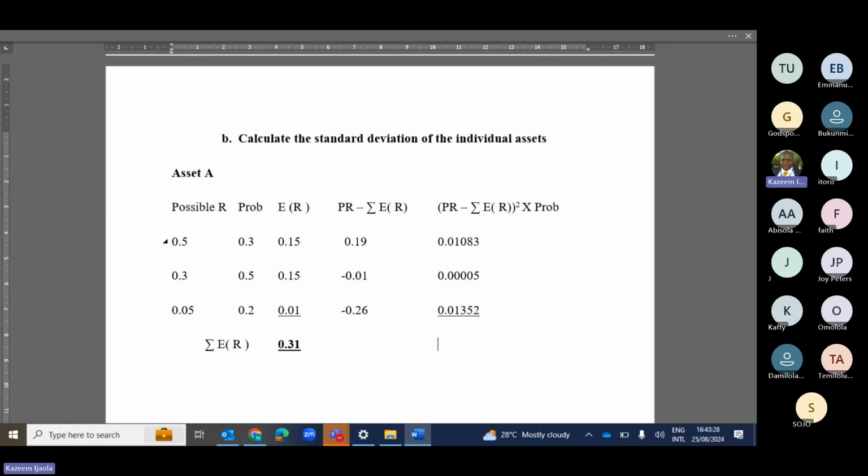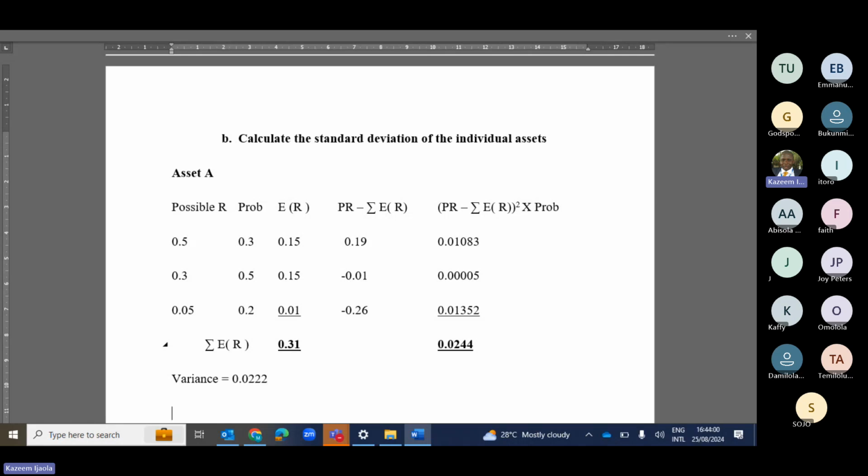I got 0.244. This is what I got. Am I correct? No. This should be the answer now: 0.0244. Yes, it's correct. You're correct. So what you have, this 0.0244, is your variance.